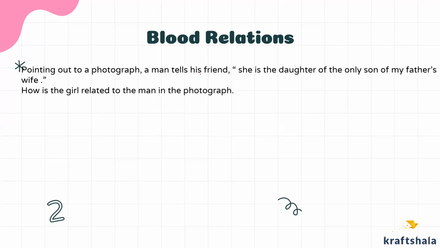Whenever you come across a pointing question, an image question like this, the first step is to identify the speaker. Who is the speaker here? The man. So you have to think everything from the speaker's point of view. That is obvious as well. Now, he says she is the daughter of the only son of my father's wife. Man's father's wife will be the man's mother. So this phrase converts to man's mother, right?